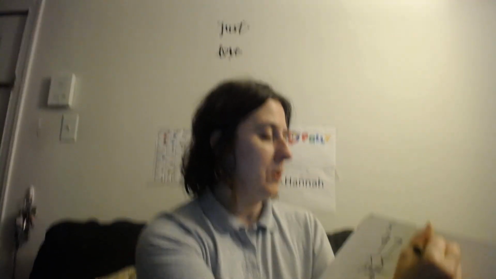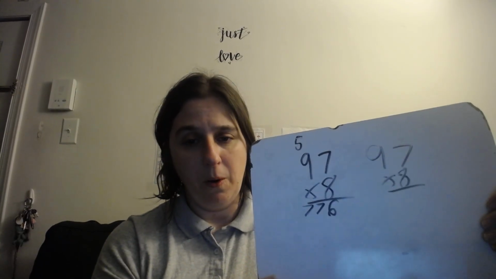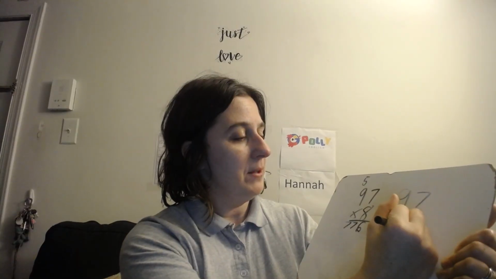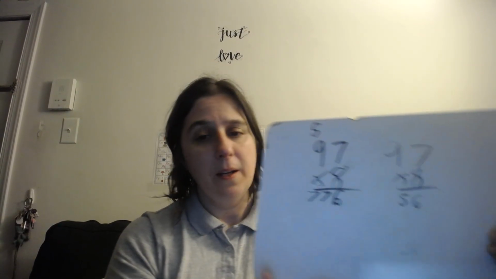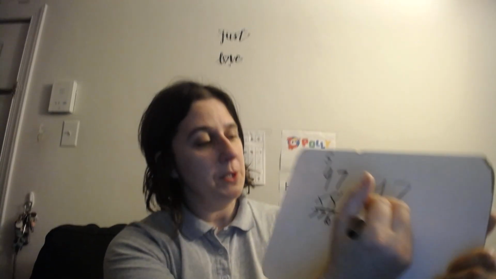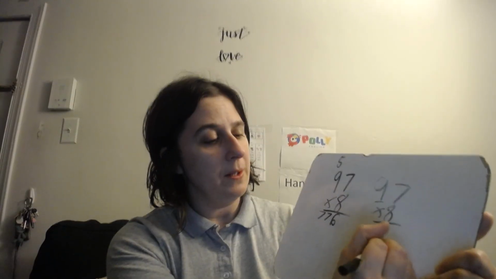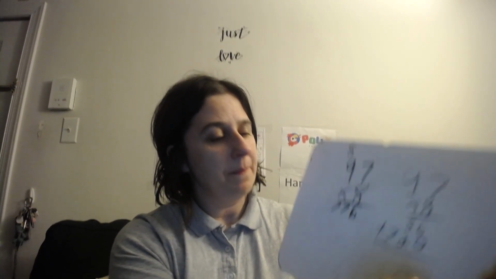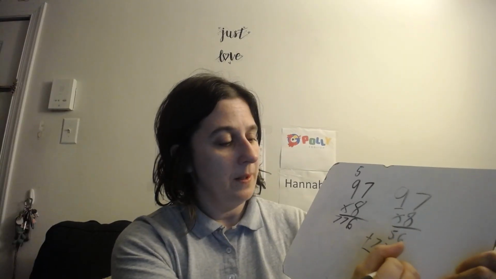I'm going to show you how we would do the same problem using partial products. Okay, so if we were doing this with partial products, we would think, and I know my marker's done again, sorry about that, 7 times 8 is 56. Now we multiply by the number in the tens place. We put our 0 down here, it's multiple of 10. We think 720, and then we add the two together.